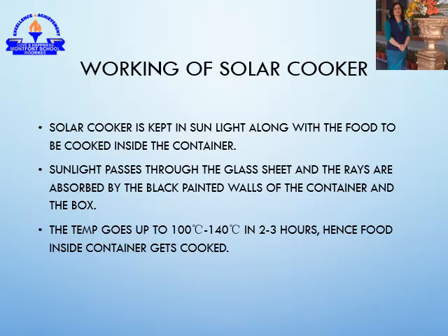Now let us understand how the solar cooker works. Usually the solar cooker is kept in sunlight along with the food to be cooked inside the container. The sunlight passes through the glass sheet and the rays of the sun are absorbed by the black painted walls of the container and the box. These rays get trapped inside the box and hence the temperature rises up to 100 degrees centigrade to 140 degrees centigrade within 2 to 3 hours. Hence the food inside the container gets cooked.